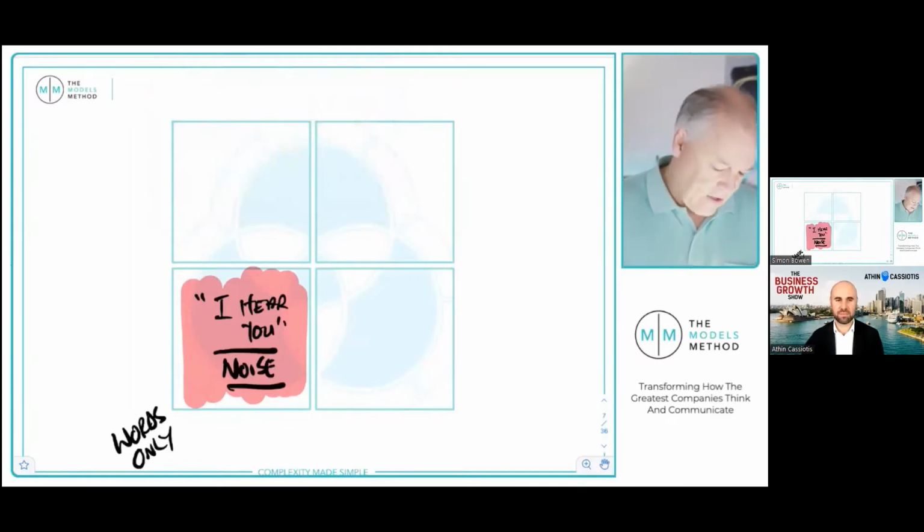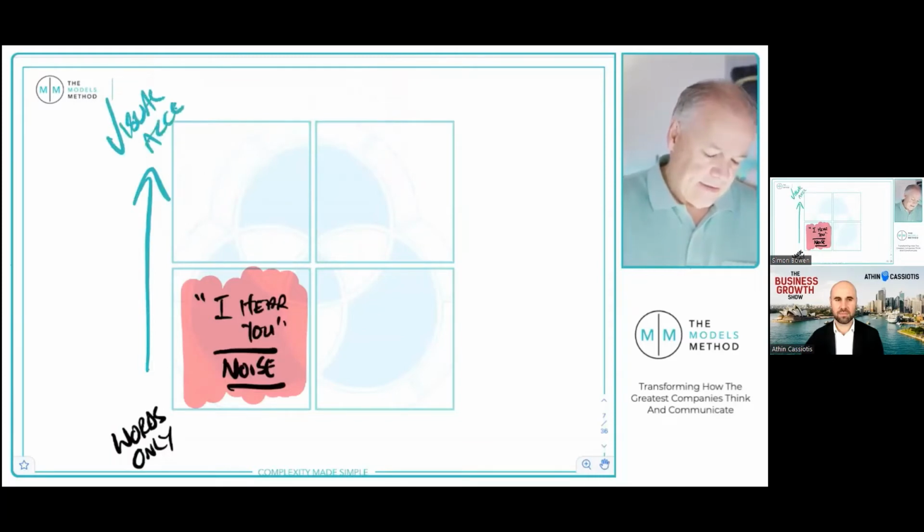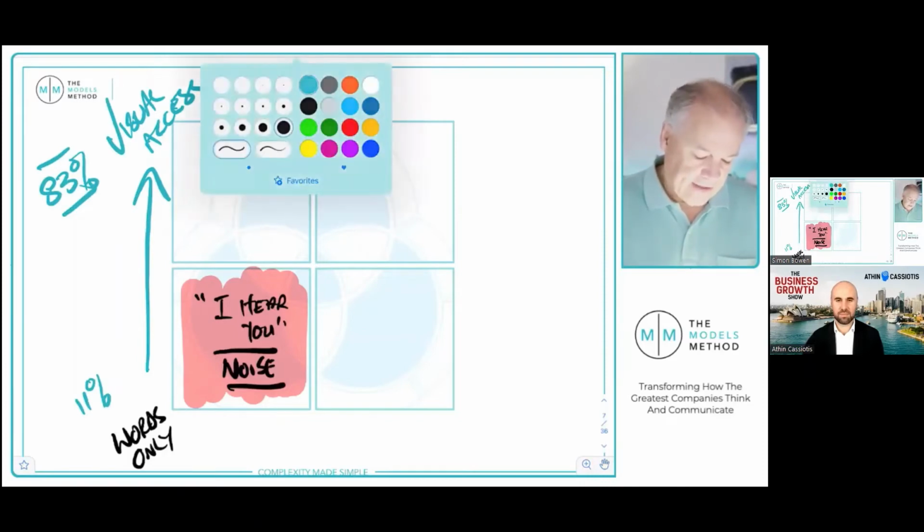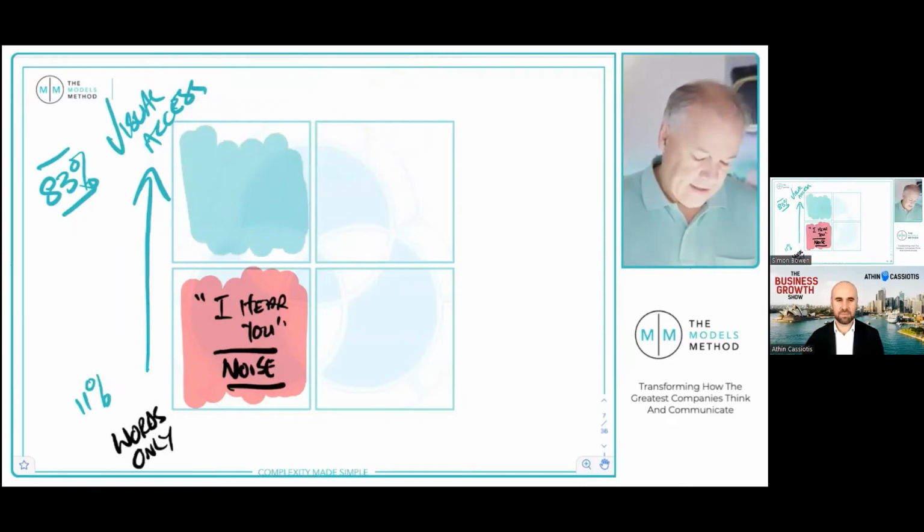And if we can increase the visual access someone has to our idea, 83% of the information we gather from the world around us comes through the optic nerve. Only 11% comes through the ears, which is the processing part of the brain for words. So if we can give people visual access to our idea, they say, "Oh, I see." And what I see is always more interesting than what I'm hearing.